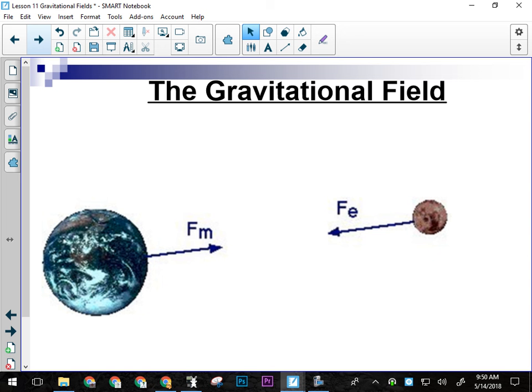What happens if something gets caught or interacts with Earth's gravitational field? Let's say there's a meteor that's coming close to the Earth. It's not going to hit it, but it's coming close. What would happen?